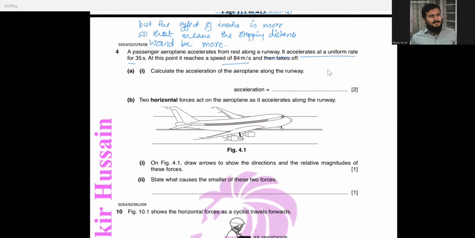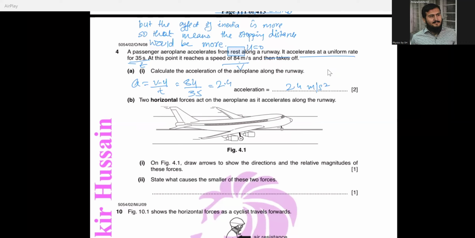So it started from where? From rest. That means the starting speed was 0. The final speed was 84. The time was 35. What's the formula for acceleration? V minus U upon T. 84 minus 0, or simply 84 upon 35. That's equal to acceleration, 2.4 meter per second squared. All right.